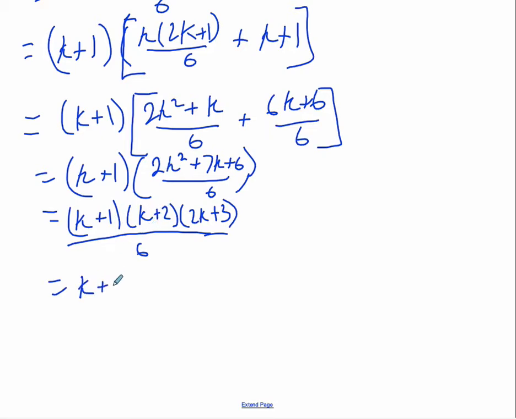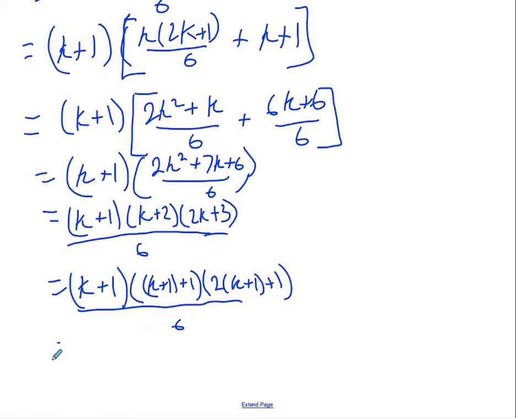So you can write it clearly like this. And it's k plus 1 plus 1. And this is the same as 2 times k plus 1 plus 1. Okay? Therefore, it's true for n equals k plus 1. And then we need our statement at the end.